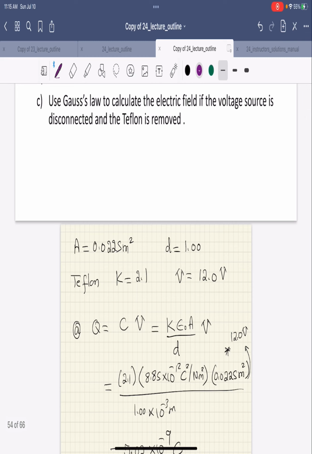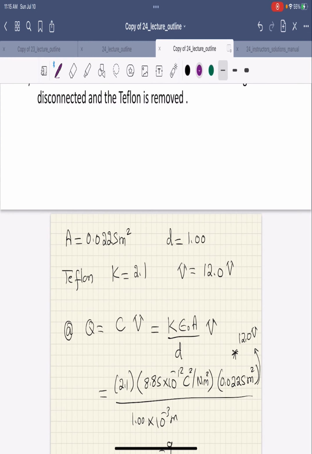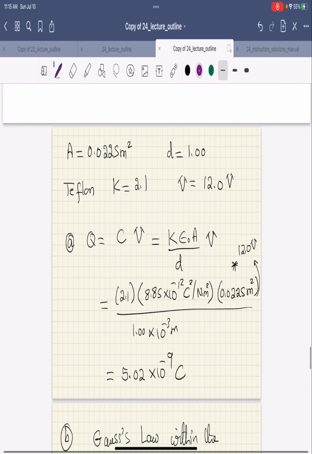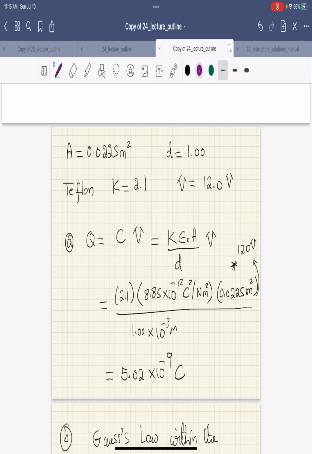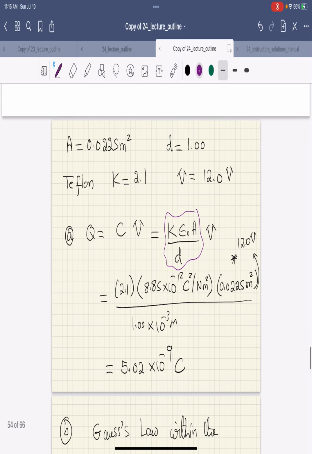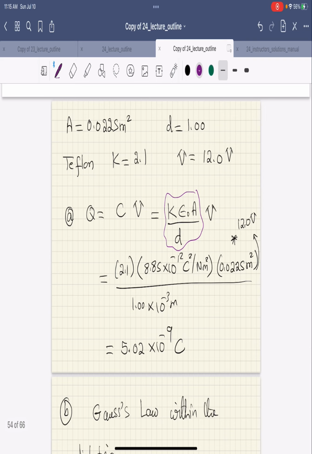Of course, here I have recorded my quantities, knowns and unknowns. My A, my D, my Teflon kappa is 2.1, and the voltage is 12. I can calculate Q as C times V, and C is this all together. Then I plugged in my numbers, and this is the capacitance. This is the charge Q, 5.02 × 10^-9 coulombs.